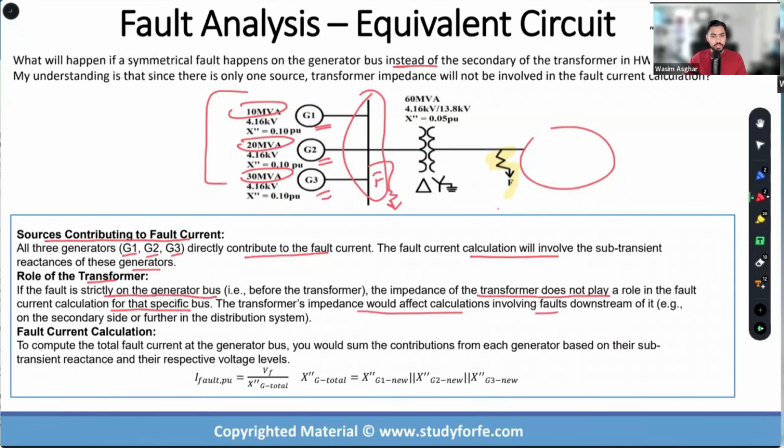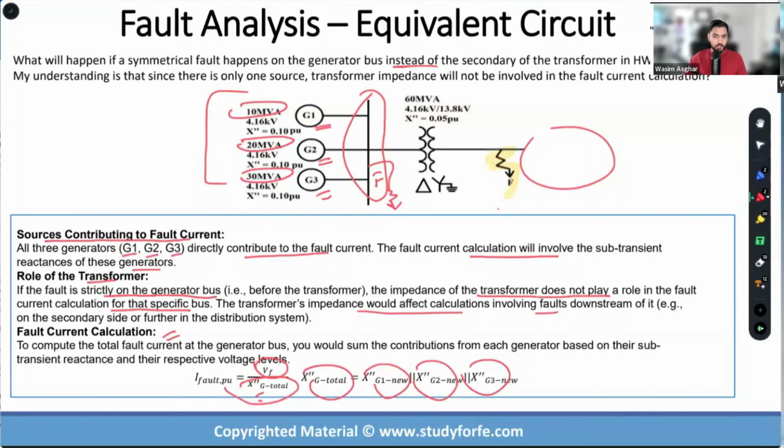And remember that for a symmetrical three-phase fault, the equation is pretty simple. Pre-fault voltage divided by the total impedance. In this case, the impedance would be that of the generators, and the generator total impedance would be the parallel of the synchronous reactance of G1, G2, and G3.